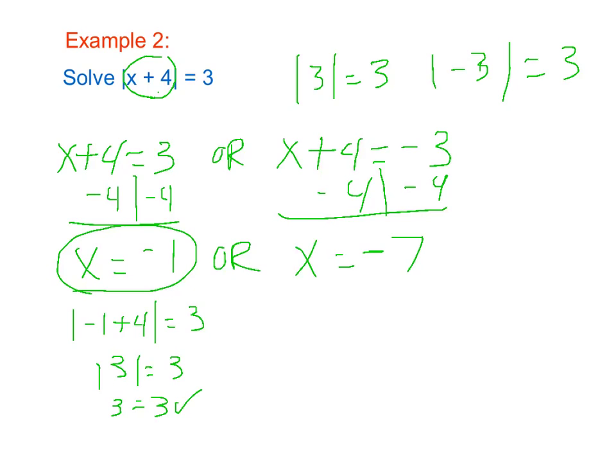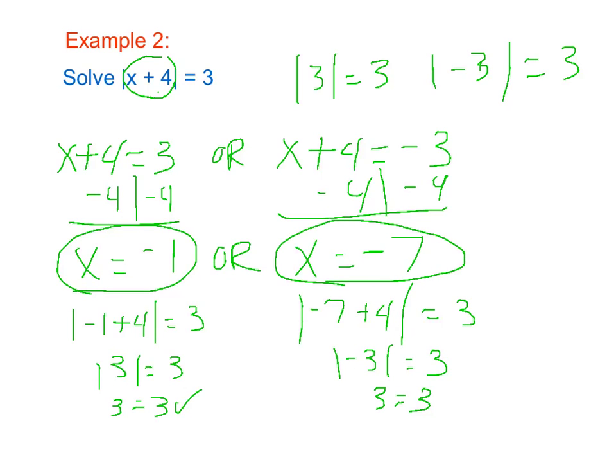That's correct. If we do the same thing over here, if we plug negative 7 in for x, take the absolute value, is that equal to 3? Well, negative 7 plus 4 is negative 3. Does the absolute value of negative 3 equal 3? Yes, it does. So this is also an answer. So we could have x equals negative 1 or x equals negative 7.